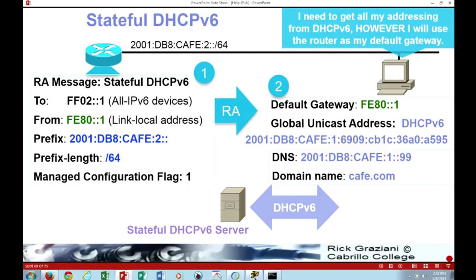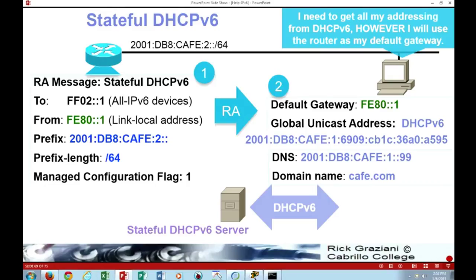Now, in my presentation on Slack or DHCPv6 on my website, for you Windows people, and if you have students that do this or implement this at home, let me take a look at that presentation. There's another flag that you need to set with Windows.